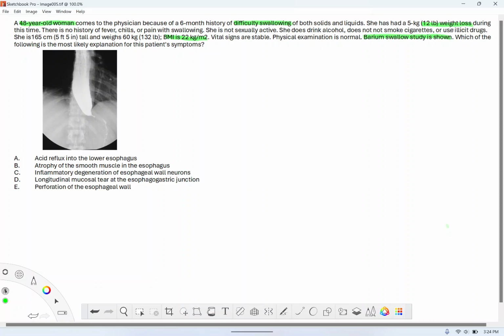Okay, so let's see what we see. What is our diagnosis? That's what they're asking. So a 48-year-old woman, the gender doesn't matter in this case, has dysphagia. This dysphagia is for 6 months, and it's to both solids and liquids, right? Okay, and dysphagia accompanied by weight loss.